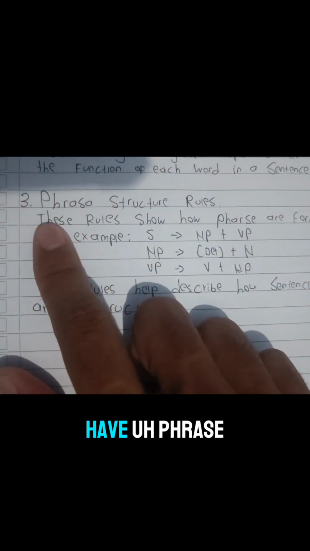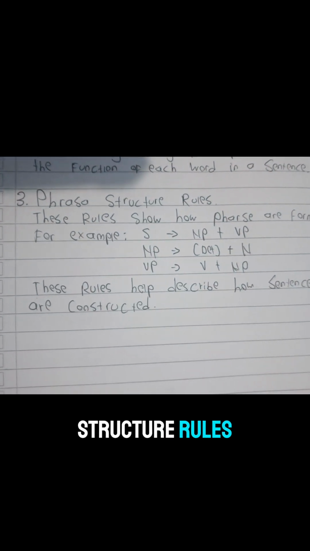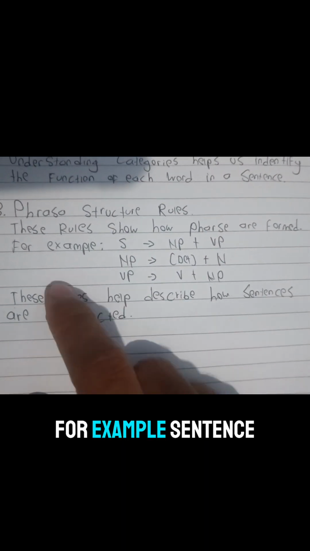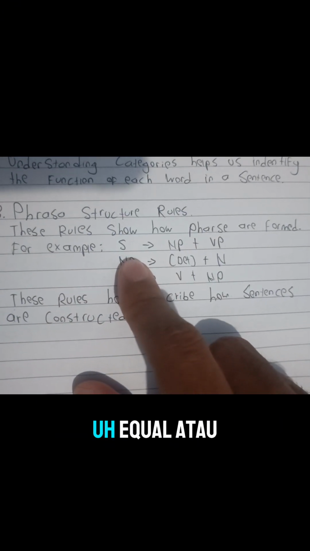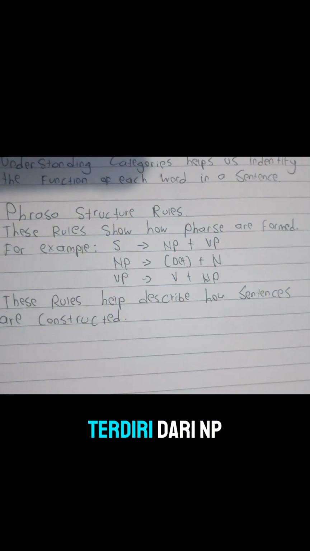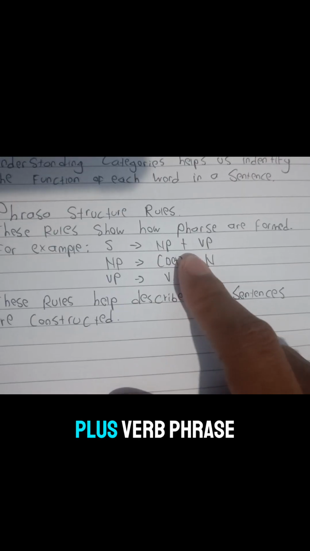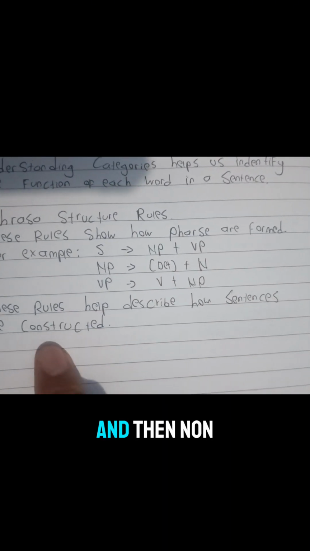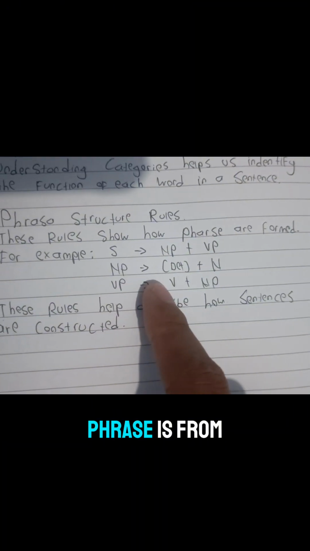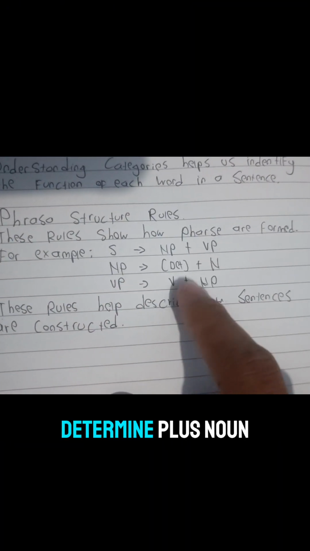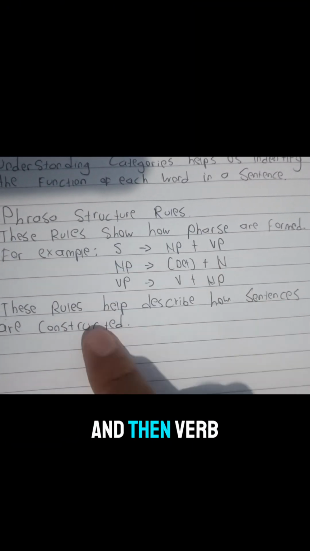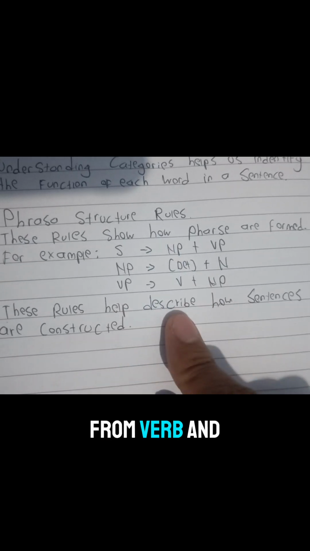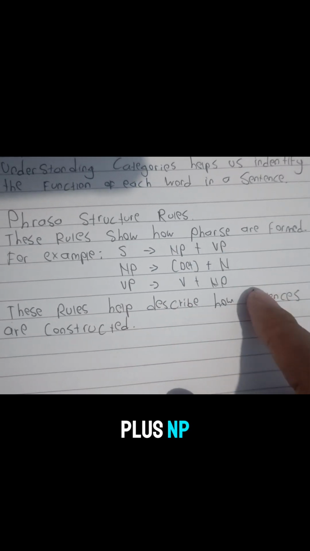And then we have phrase structure rules. These rules show how phrases are formed. For example, a sentence consists of NP plus verb phrase, noun phrase plus verb phrase, and then a noun phrase is formed from determiner plus noun, and then a verb phrase is formed from verb plus NP.